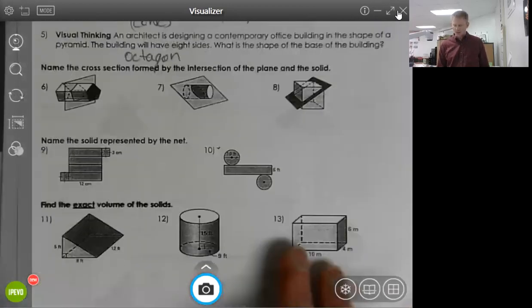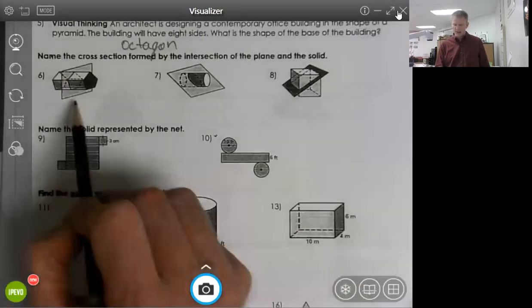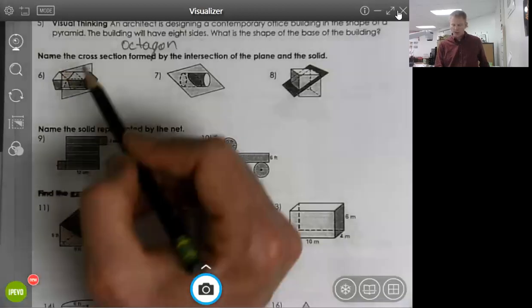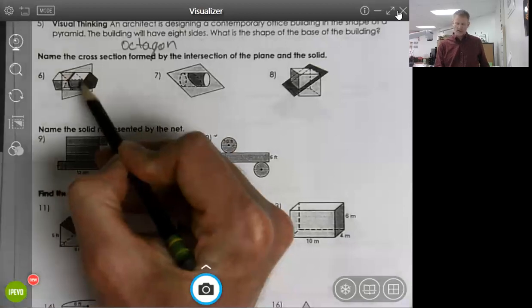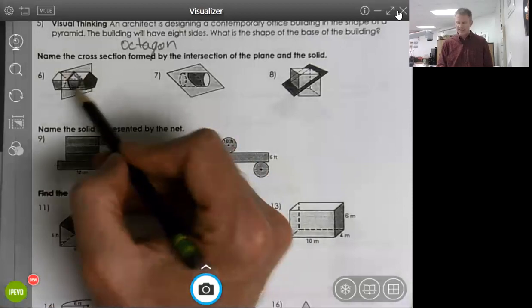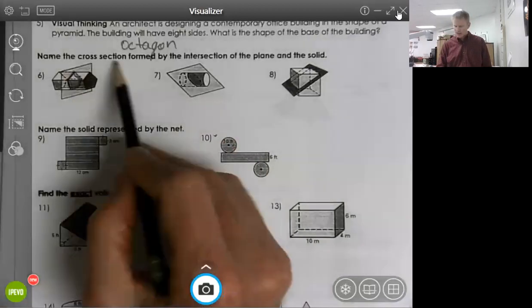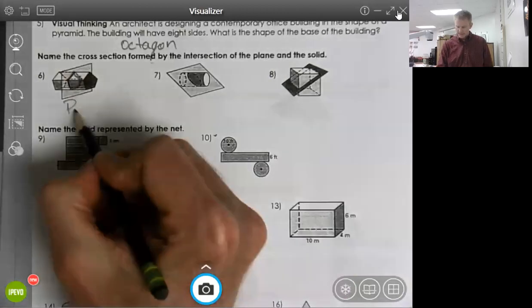All right, cross sections. Cross section is when you slice down the 3D shape, and we're looking for the 2D shape that's being constructed. And we're not looking at the 3D shape. We're just looking at the sliced portion of it. Okay, name the cross section formed by the intersection. So this would be a pentagon.